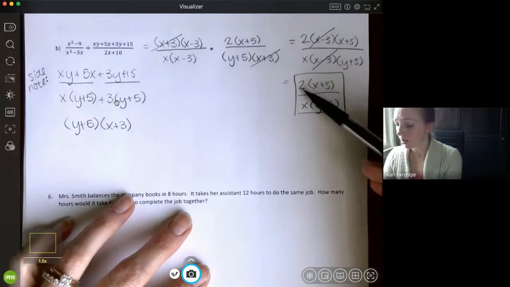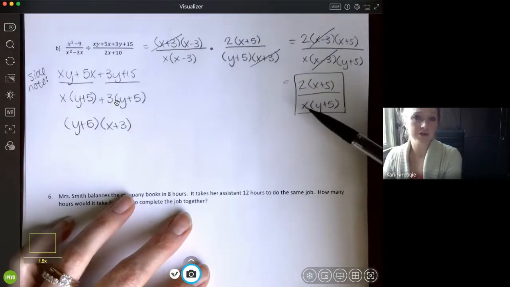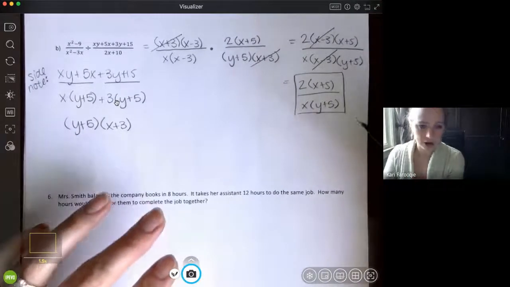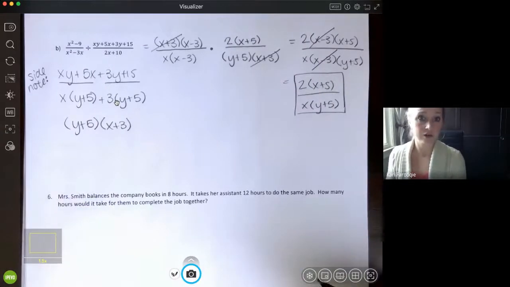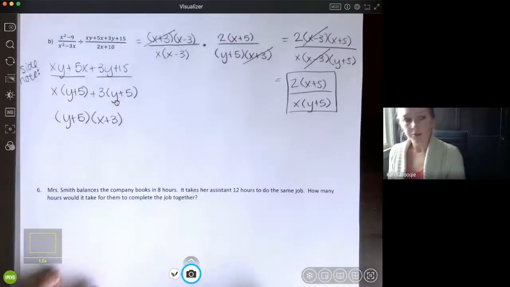Now, if you had a common factor that was factored out of the parentheses, that would be something that you could cancel. But in this case, between 2 and x, you don't have anything in common. So let's make sure we understand when we can cancel and when we cannot cancel. That's a big one.